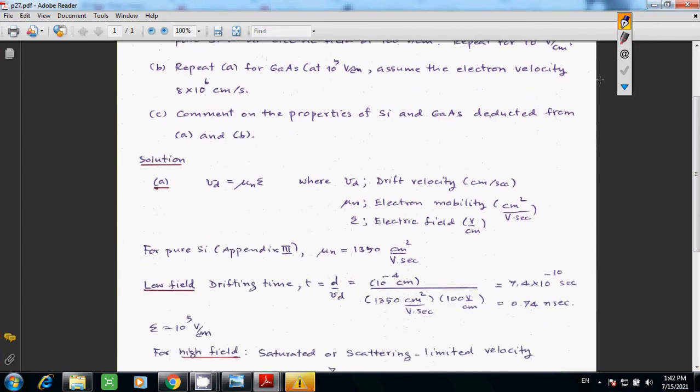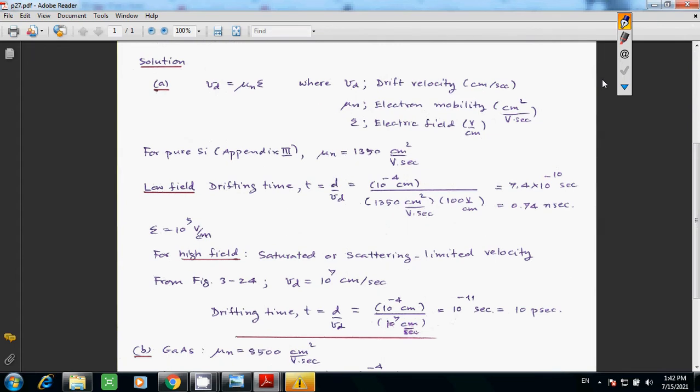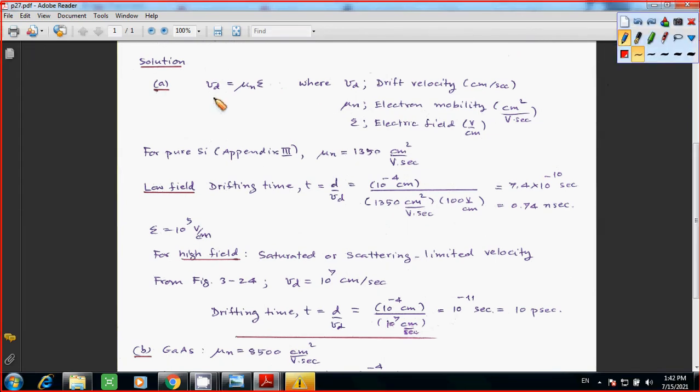Okay, this problem is about the drift velocity. You have a relation that the drift velocity equals the electron mobility, mu n, in units of centimeter square per volt second, multiplied by the electric field, with units of volt per centimeter. Also for pure silicon, from appendix 3 of the textbook, the electron mobility is equal to 1350 centimeter square per volt second.